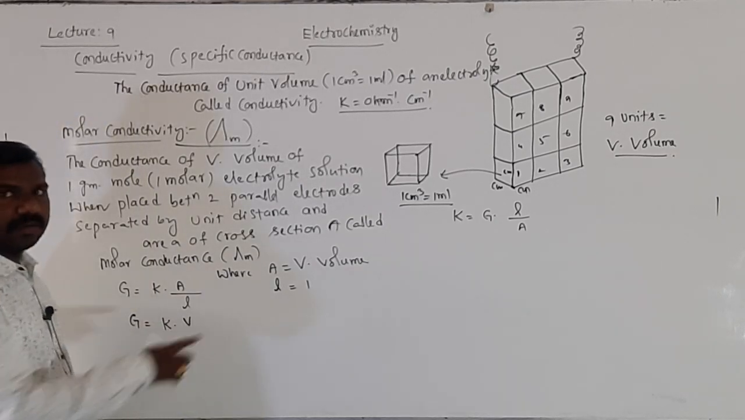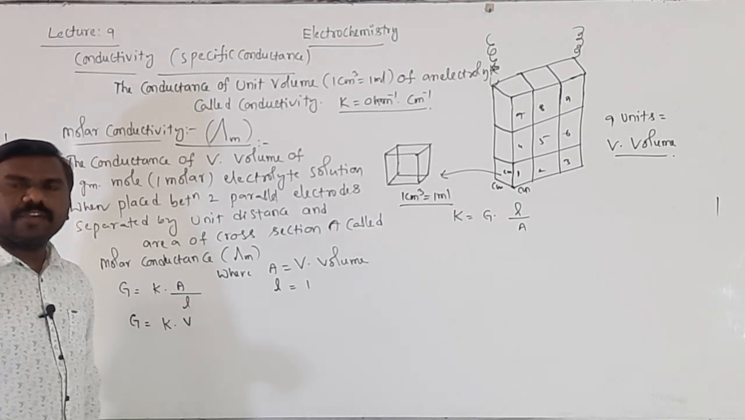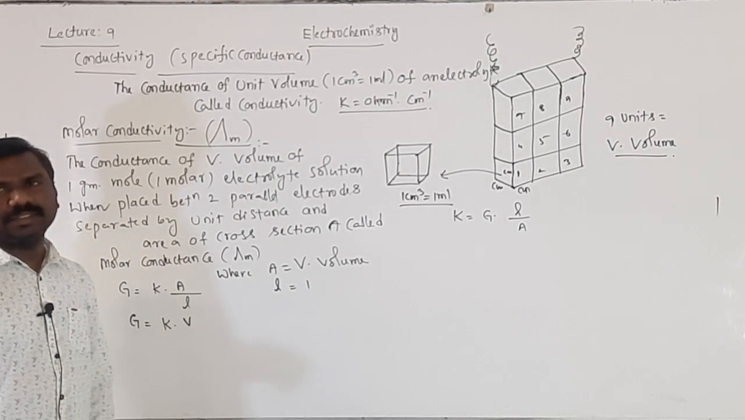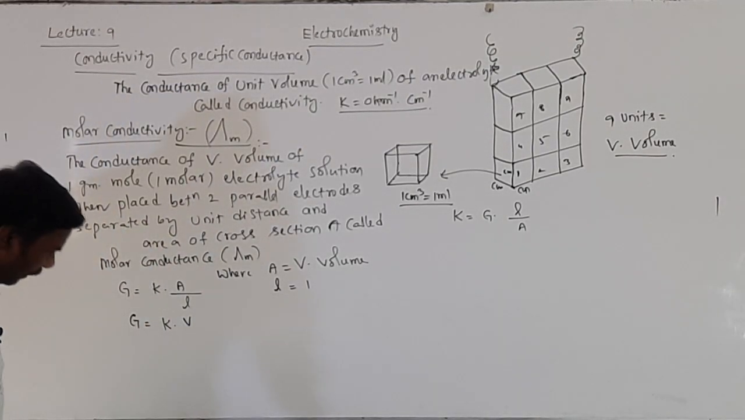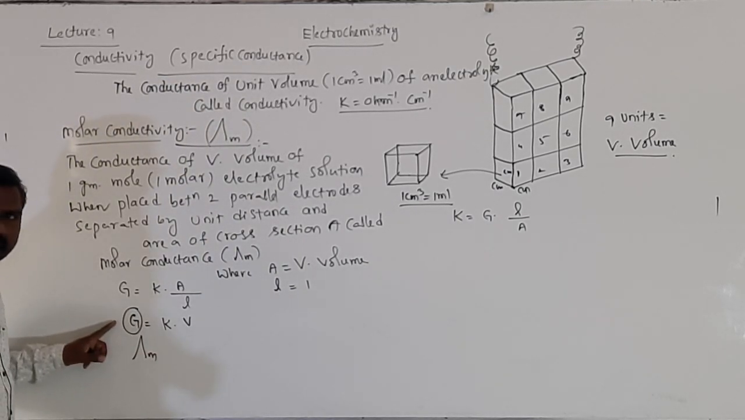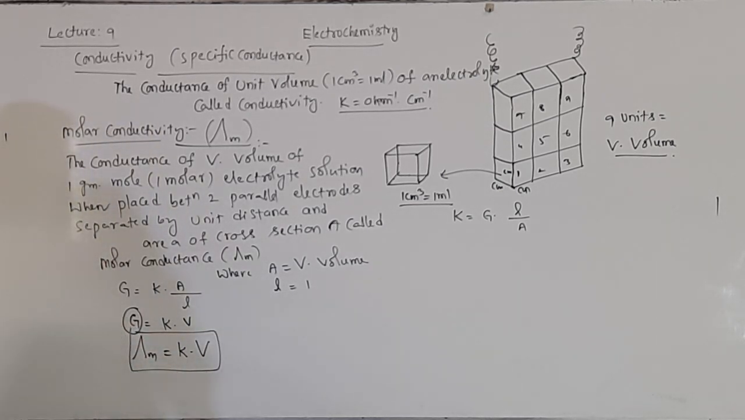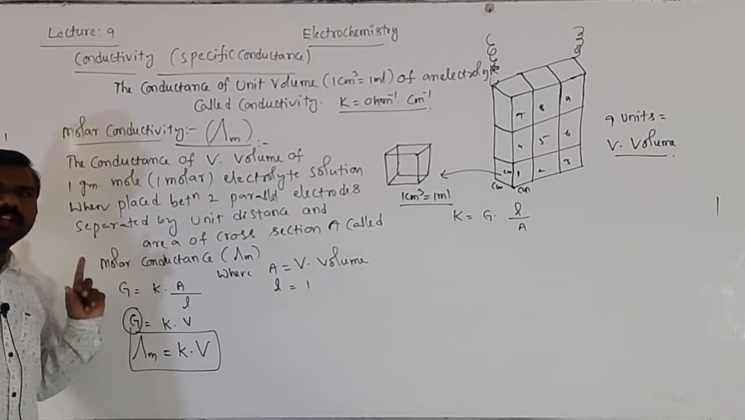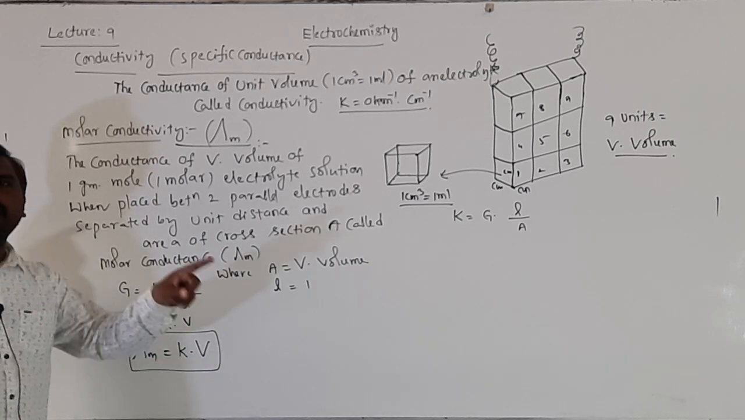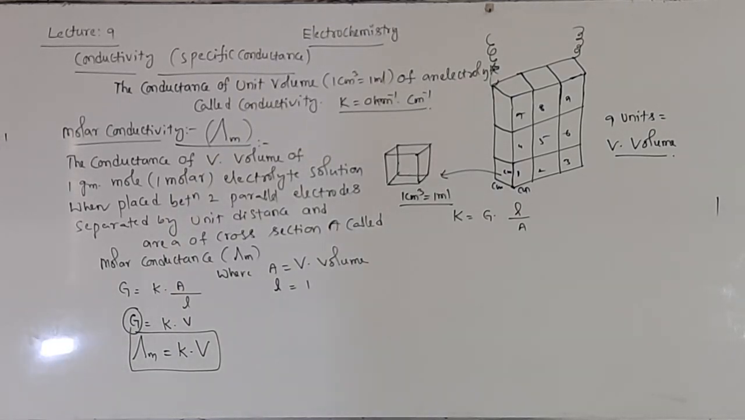This is equal to the conductance of V volume of an electrolyte of 1 gram mole concentration. This conductance G is equal to molar conductance. Very, very important: the conductance of V volume of an electrolyte is nothing but molar conductance, that is equal to K into V. Understood this step, all of you? Yes, formulas are very, very important, students.